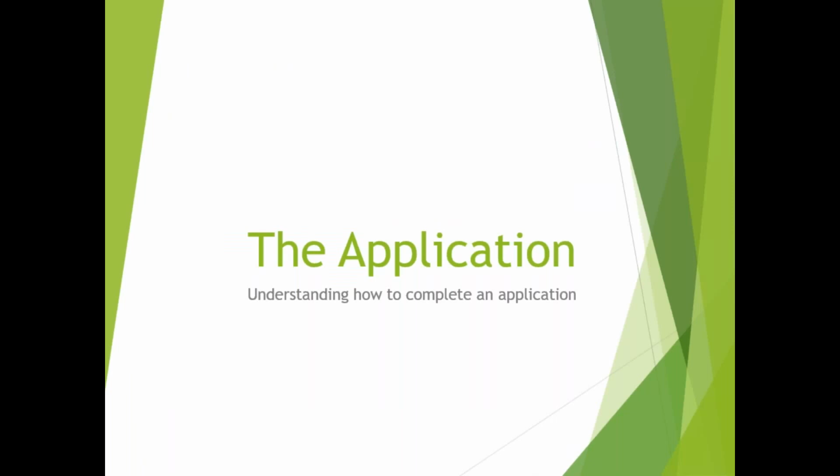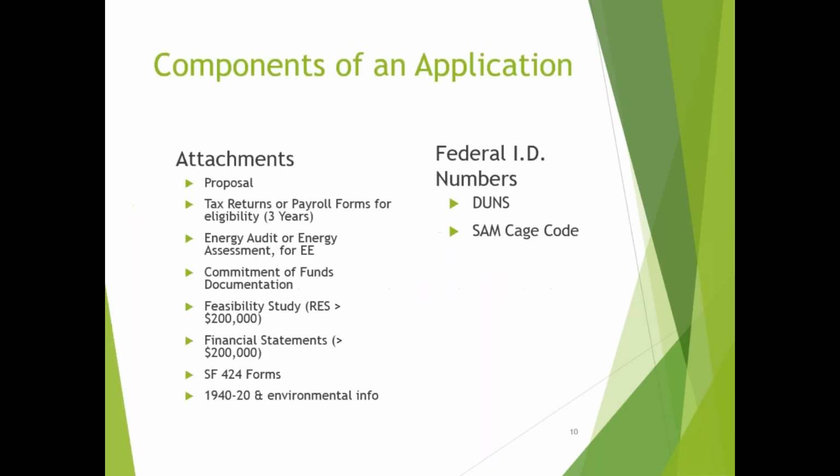So the application, this is probably what most of you really want to know about, how to complete it. Once you've determined that you are eligible, it's on to the application. Like I said, we at CEC can help fill out those applications or help with any other questions regarding them. But let's get into a little bit of the components of the application. There are multiple attachments for a full complete application. There's the proposal for whatever the project is you're going to do.